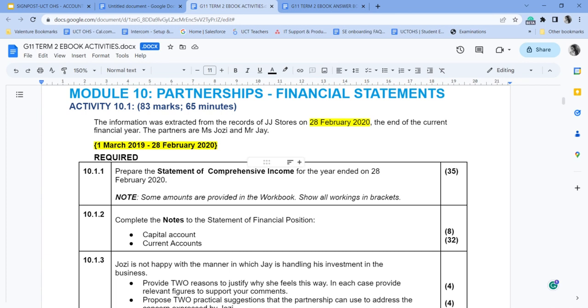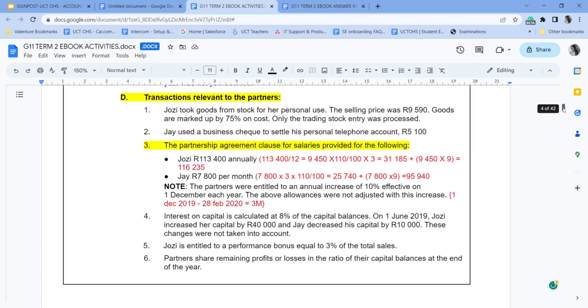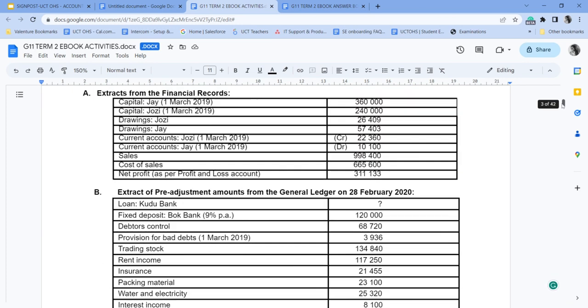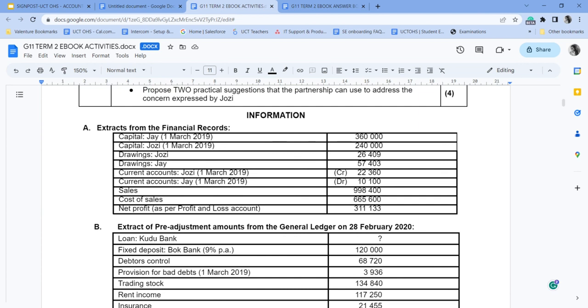Okay, let's continue with the income statement. I'm just going to go down and find relevant information. Here they've given us information and they're telling us this is an extract from the financial records. They have capital all the way. Oh, I like this. It's like we are solving a puzzle. If you look at this figure down here, it is the net profit.